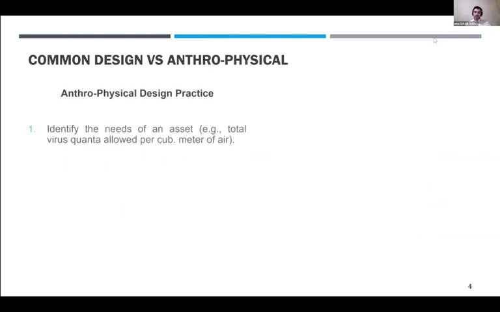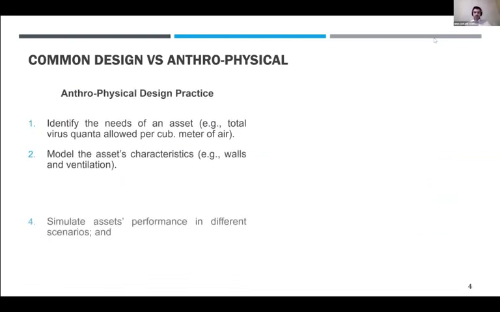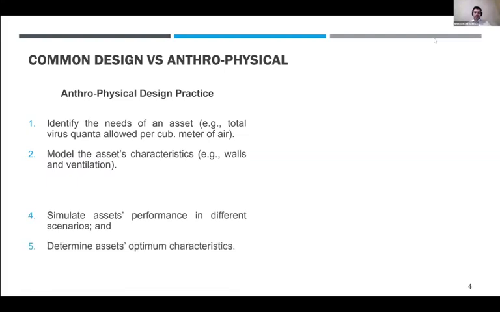So what does the anthro-physical design practice do? We are taking the same four steps that we had, starting with taking the needs. For example, in terms of disease resilience, we are looking into the virus quanta allowed per cubic meter of air. There are standards out there. Medical sciences are telling us how much virus people can intake or inhale without getting sick.